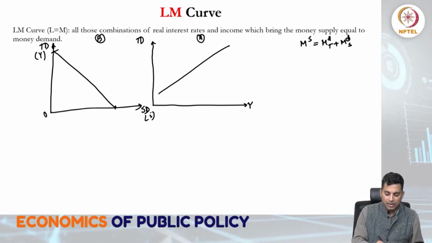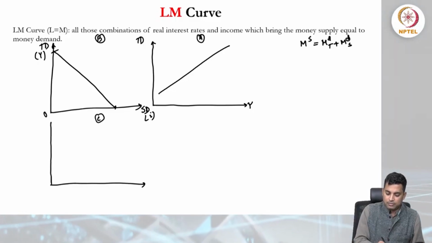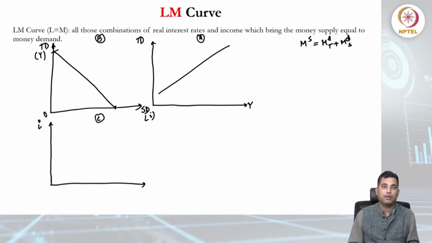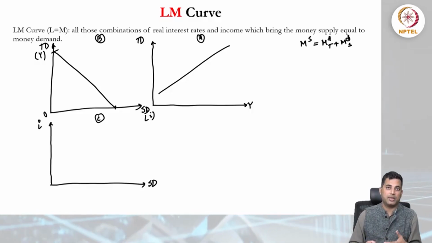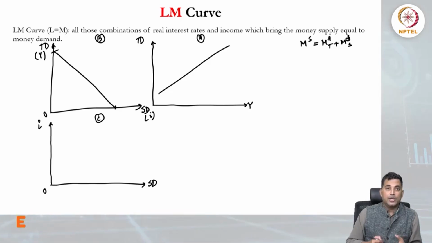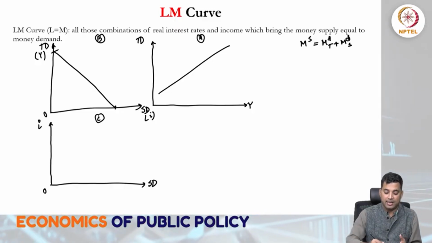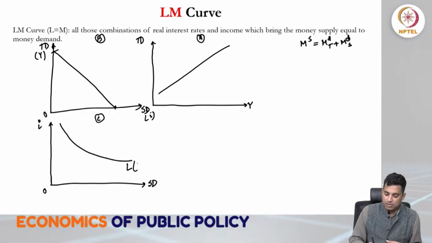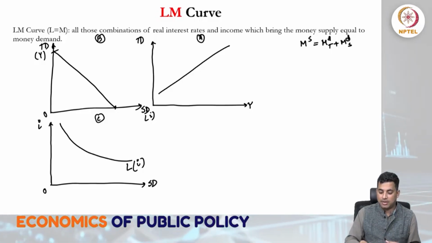So let's move to the next panel, which is panel C. Here we are trying to plot the relationship between rate of interest and speculative demand for money. The amount of speculative demand for money that we have, we are keeping it here. And as we know, this depends on the market rate of interest, and demand for money is negatively related. So here is the liquidity equation, which is a function of the rate of interest.